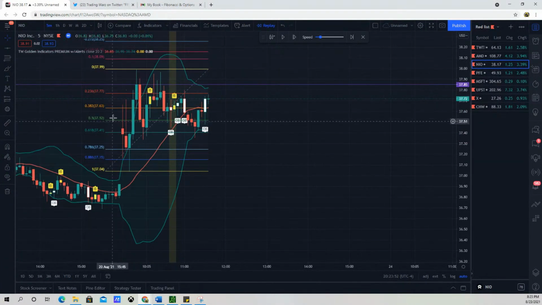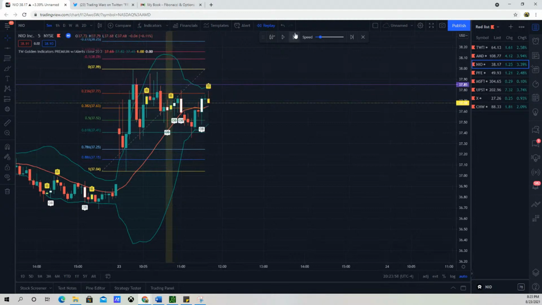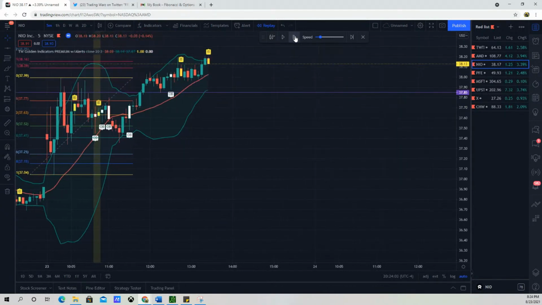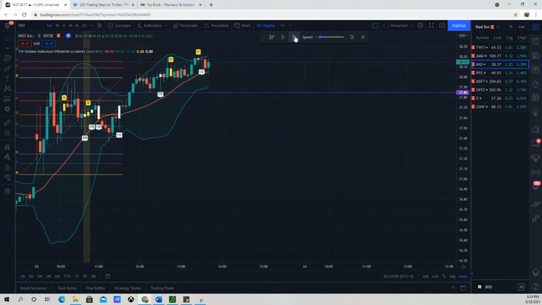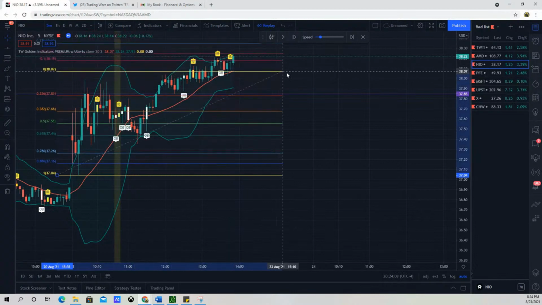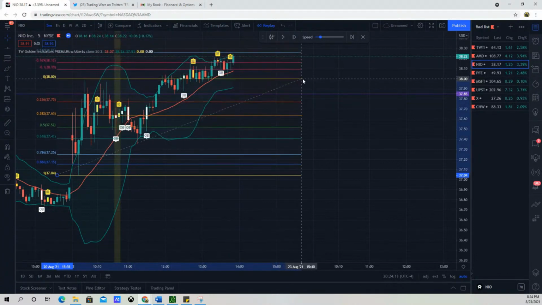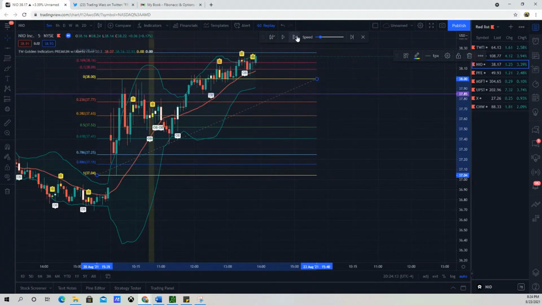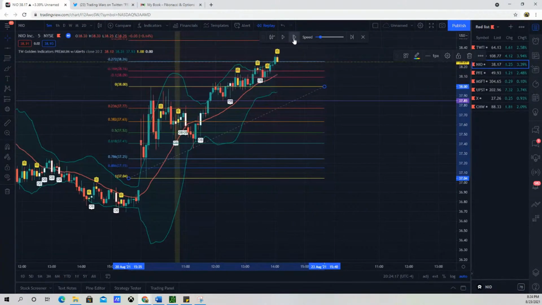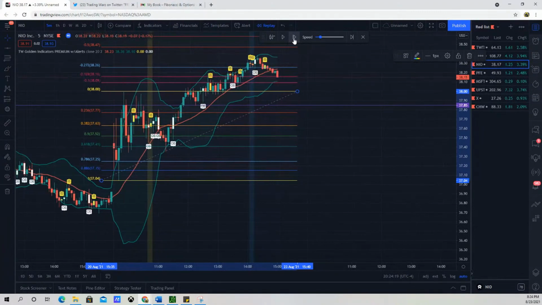And then you see again, we tag the 618 again. So these areas can be support throughout the day. Look, we tag it again and we bounce again, right? So that's the whole point of it. That's the whole power behind it, right? In my book, I talk about different variations of how you can use it. You can use a limit-in approach. You can use a candlestick approach. There's many different ways. But the whole point of it is trying to find support before we even get there, right?